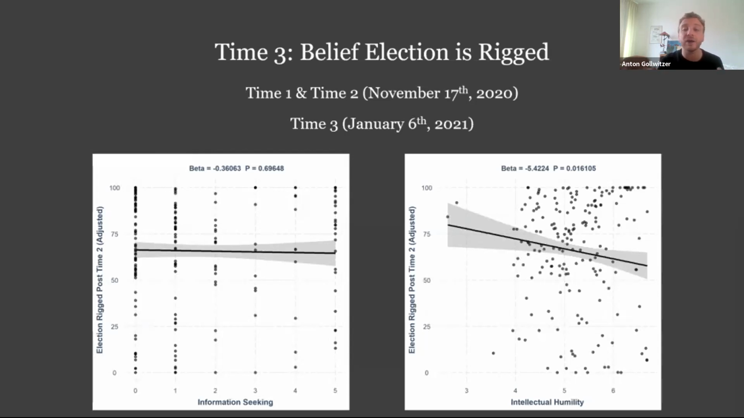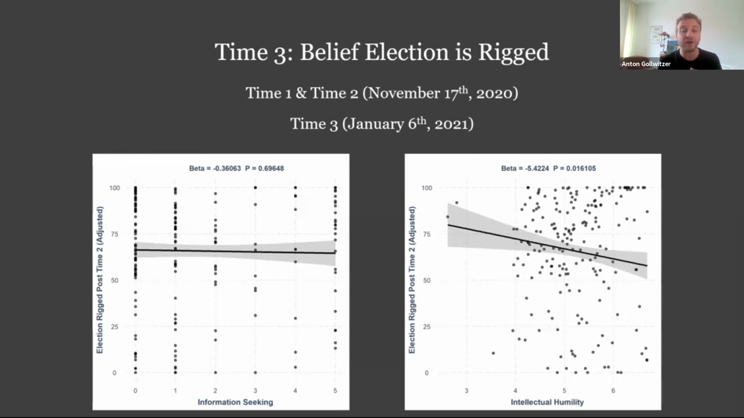Why is there no impact of information seeking in terms of long-term impact, but intellectual humility still does predict a reduction in false beliefs 2 months later? And I think, and this is very tentative, but talks are sometimes there to be speculative, maybe this is a real-world demonstration of our study.